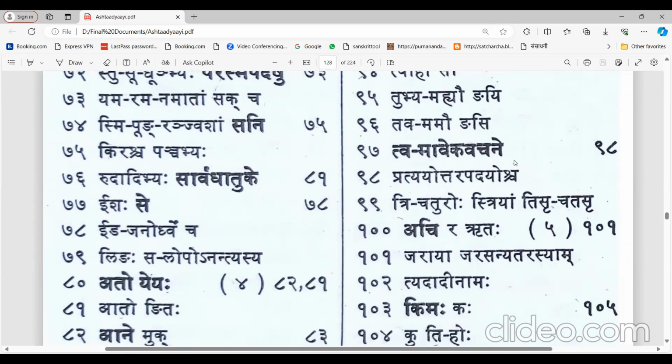Whereas for other ekavachana vibhakti pratyayas, like the Dvitiya vibhakti, tvam, you get the tva adesha and ma adesha. After that the akara adesha happens. That's why you get tvam.